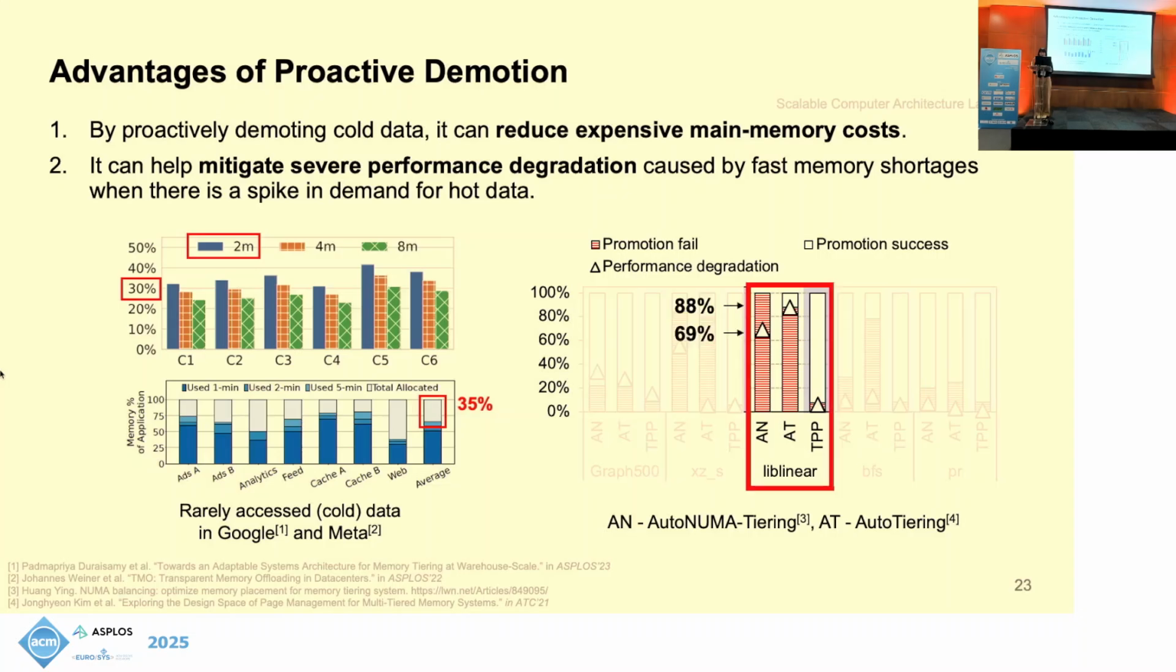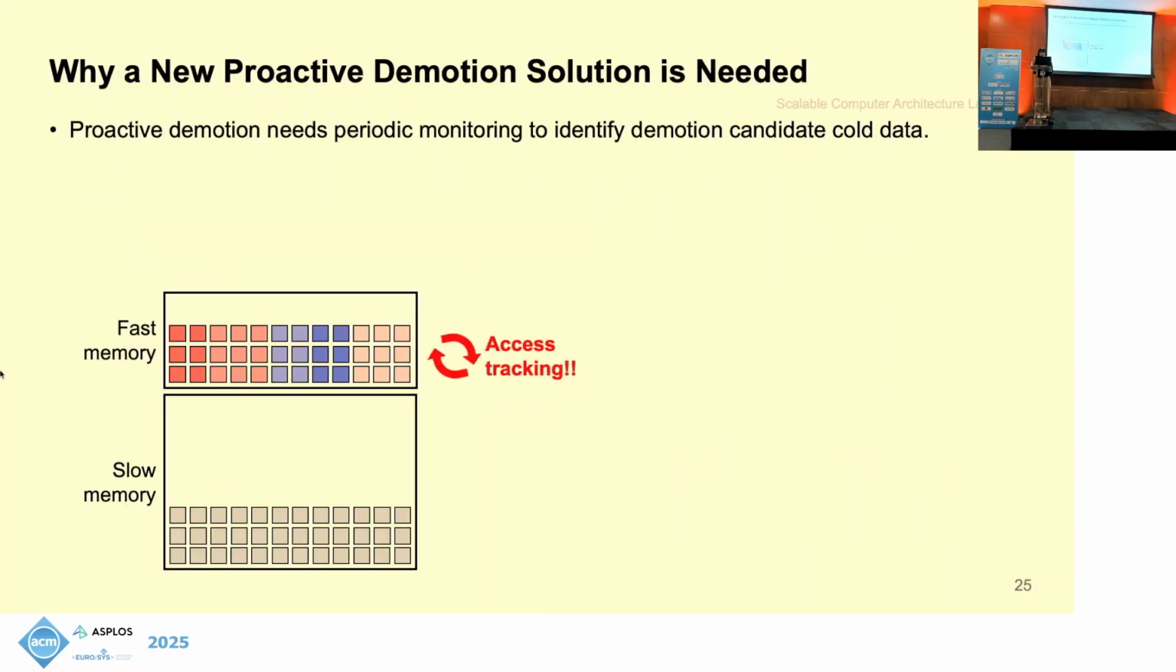For example, in linear, autonomous tiering and auto-tiering fail most of the promotion and show a large slowdown of 69% and 88% respectively. On the other hand, TPP, which proactively demotes cold pages before reaching the critical memory threshold, results in only 5.8% performance degradation.